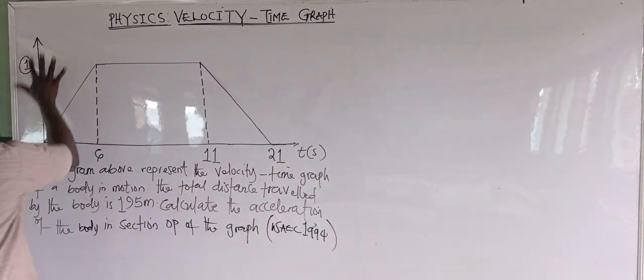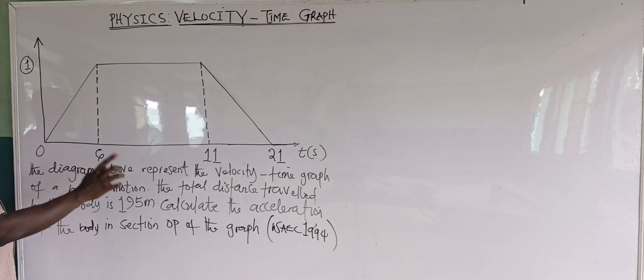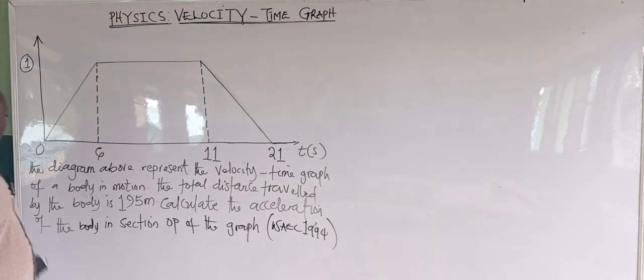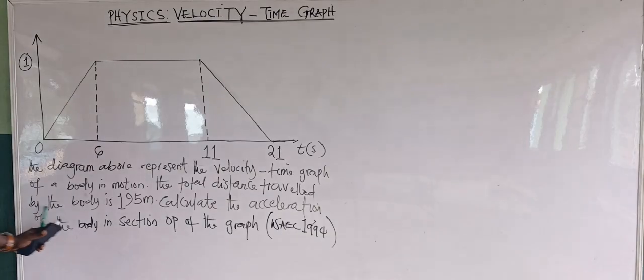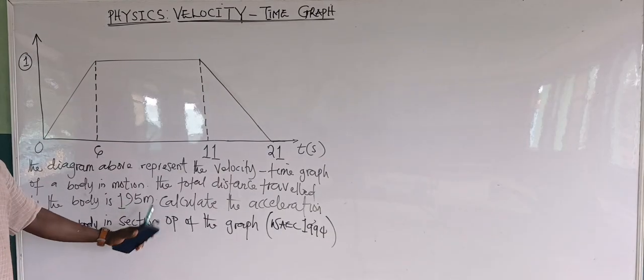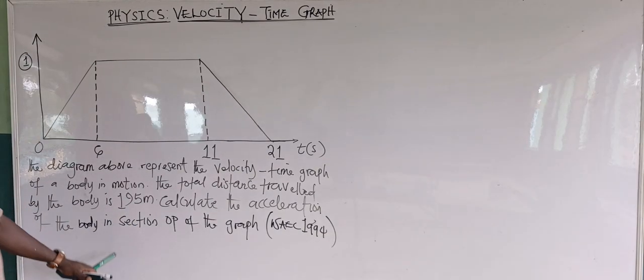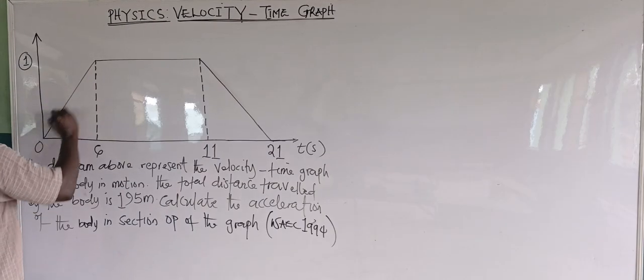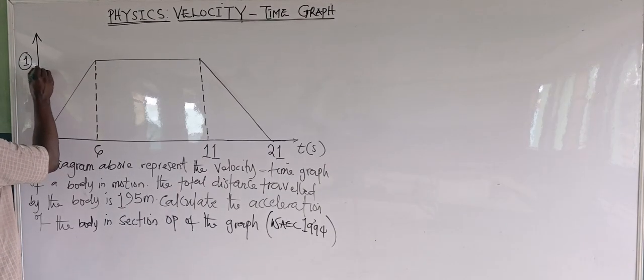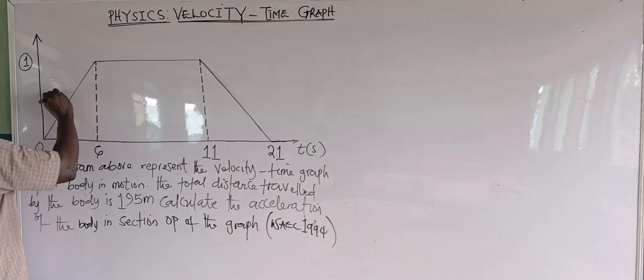We are told that this is the diagram. The diagram above represents the VT graph of a body in motion. The total distance traveled by the body is 195 meters. Calculate the acceleration of the body in the section OP. I told you already in the first video that this is the acceleration. So first, we want to calculate this acceleration. That's what we want to calculate.